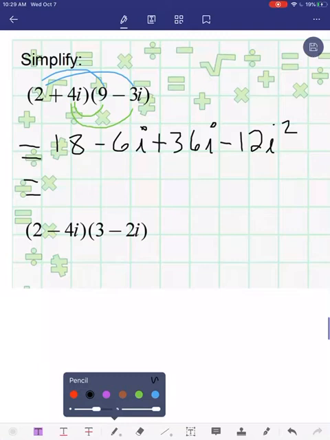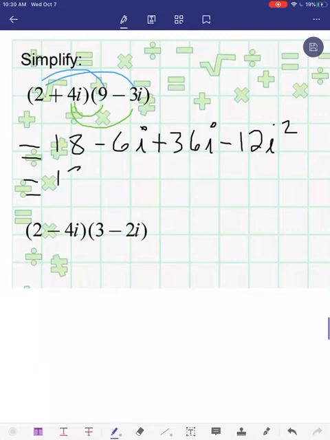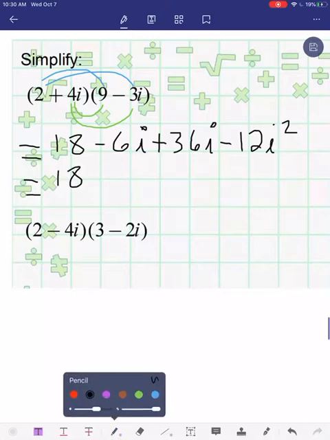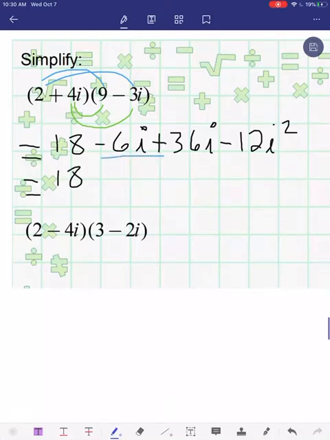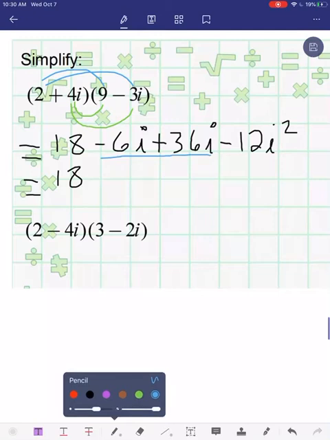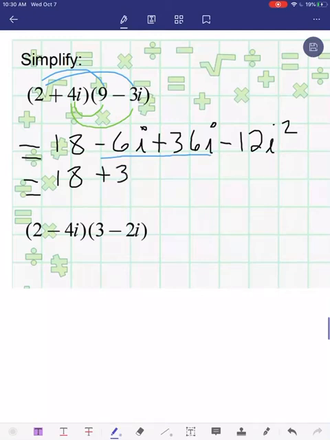Then we just want to combine any of our like terms. So notice that I just have an 18, and it does not have any like terms, so I just have 18. Then notice that our -6i plus 36i, they both just have one i, so we can simplify those to be plus 30i. Now, our i squared doesn't have any common terms. However, we do need to simplify it, because remember from the previous video that we know what i squared equals. It equals -1. So we don't want to leave it as i squared. We want to simplify it.